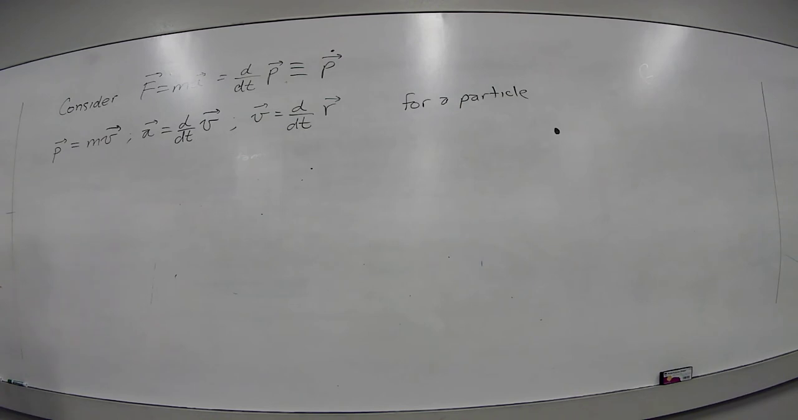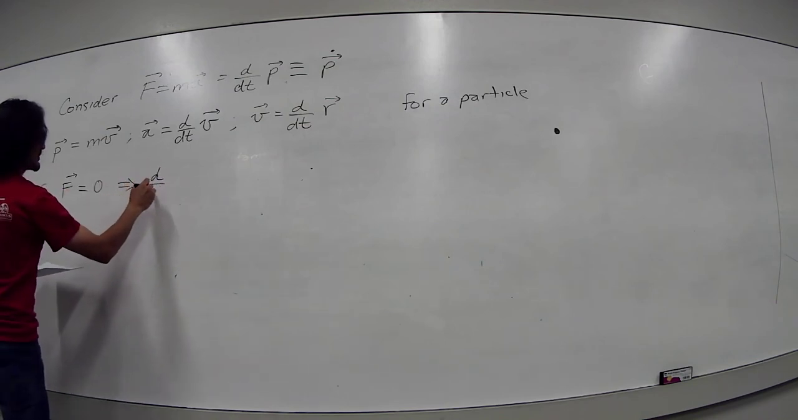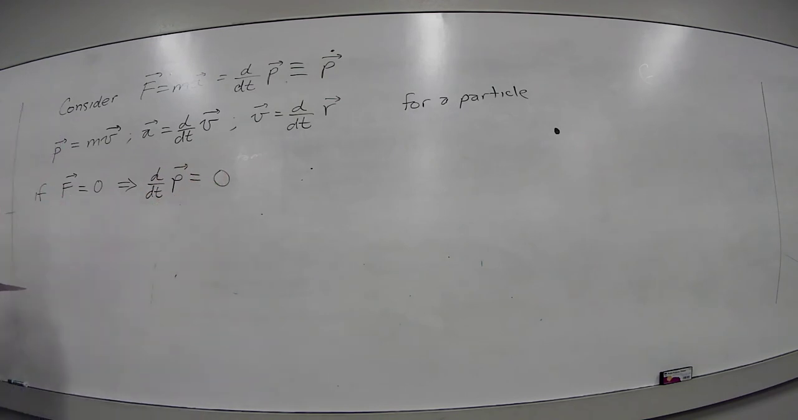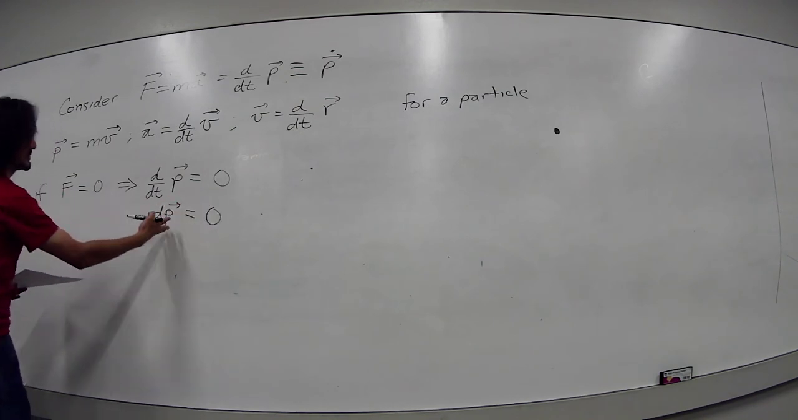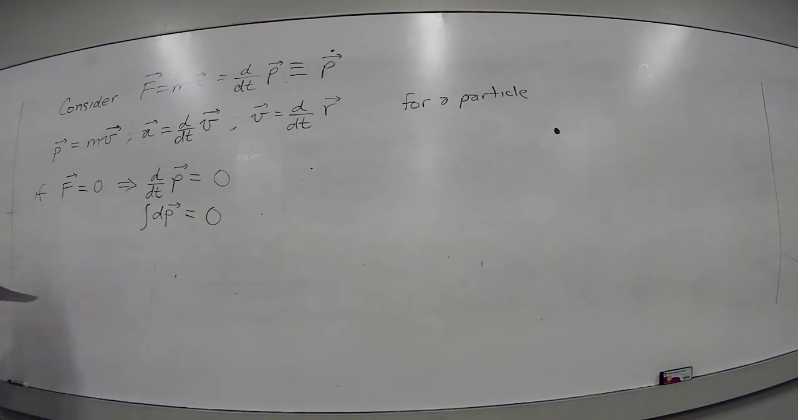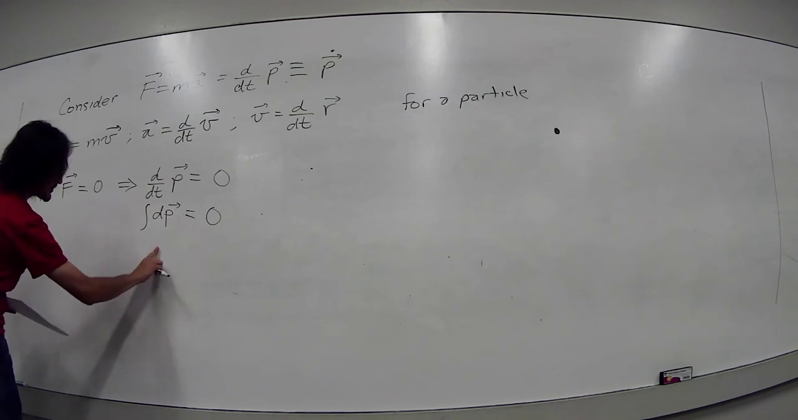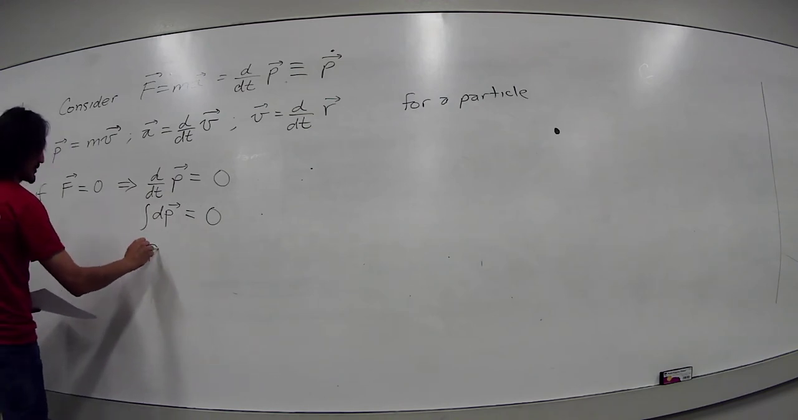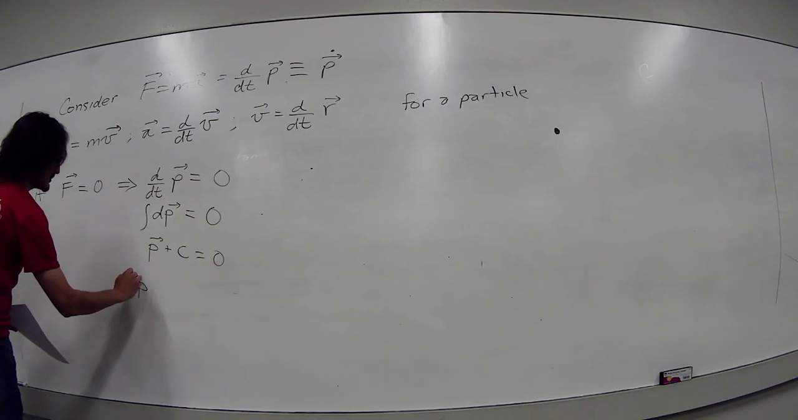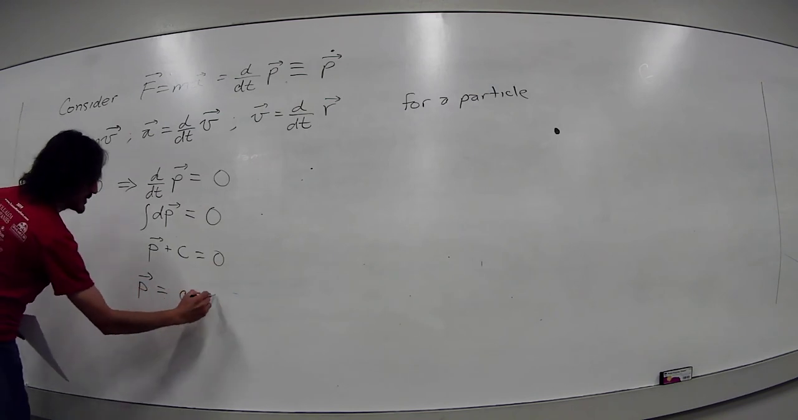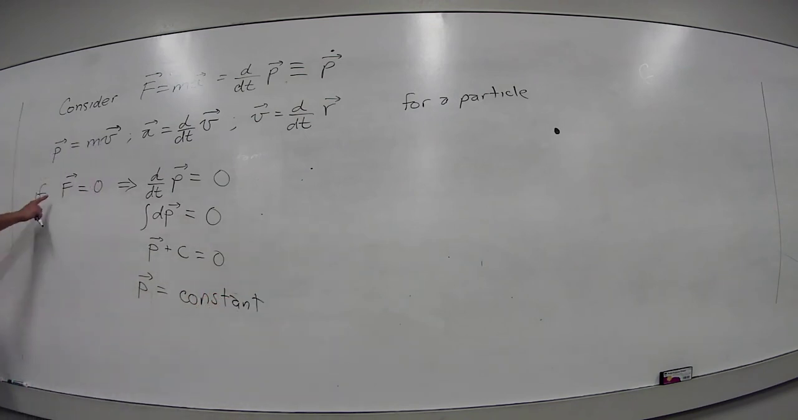We're going to see Noether's theorem later, but here, we're just going to say if the force is equal to zero, then the derivative with respect to time of the momentum is zero. We can move the dt over here and integrate this part, and we're going to have the constant. So it's going to be the momentum plus some constant equals zero. So this means that momentum is equal to a constant, if the force is zero.